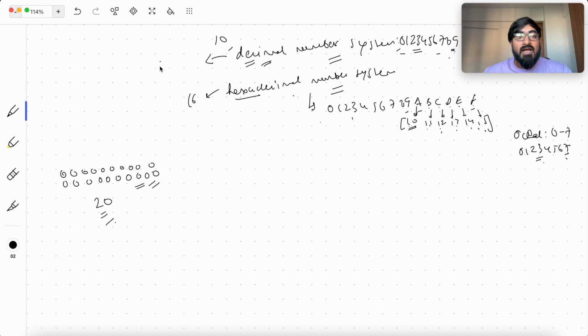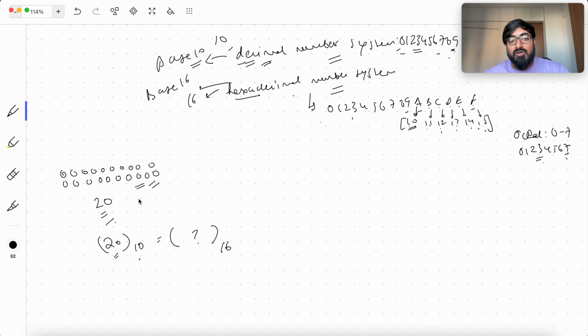So this has base 10 because it uses 10 symbols. This has base 16, it uses 16 symbols. So representing the number 20 in the decimal number system is 20 with a base 10. This represents a quantity which is equal to some number in the hexadecimal number system, because the quantity remains the same.